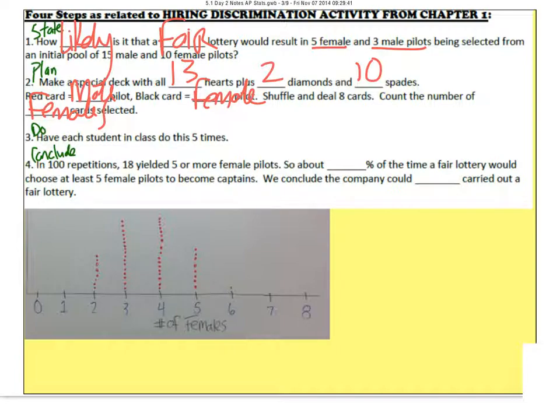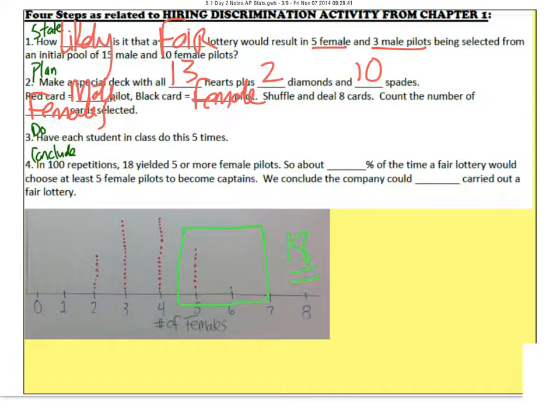Well, how would you conclude this? Remember, the issue was that 5 or more female pilots were chosen. If you look at this dot plot, how many times did 5 or more female pilots happen? In this case, you're going to count 9 dots because this was only 50 trials. So I'm going to double that and say it was 18, and 18 out of 100 times.